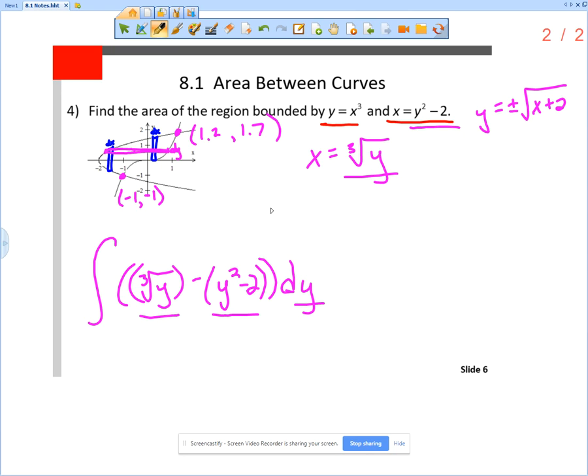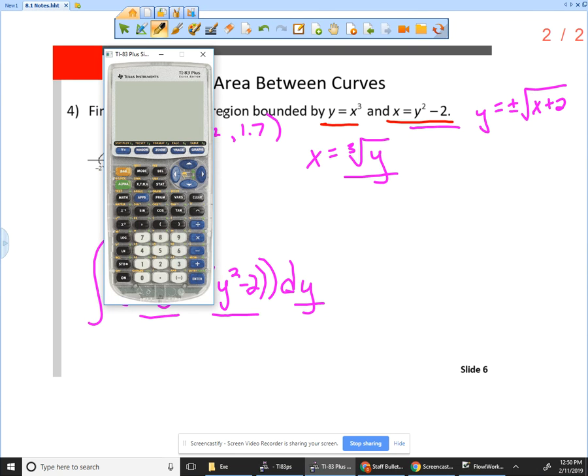All right, so this is the second part of the video. So we actually need to now graph those items in our calculator and then find the points of intersection. All right, so let's graph those in our calculator. All right, so I'm going to go to my calculator.